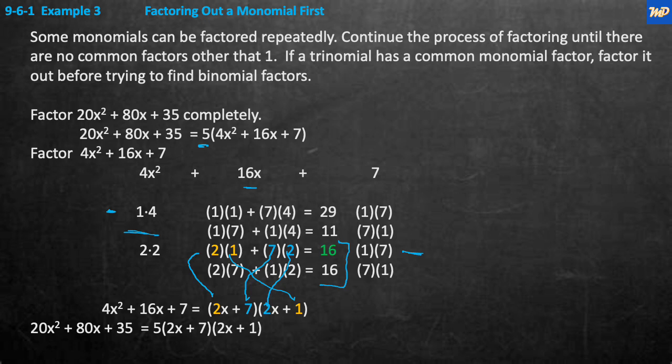And now we've completed what we need to do, except for rewriting it and putting back in the 5 we removed up here. So now we go back to saying 20x squared plus 80x plus 35 is equal to 5 times the quantity 2x plus 7 and 2x plus 1. Okay?